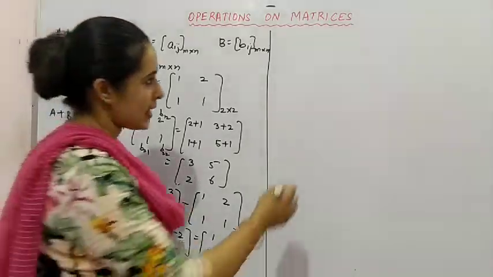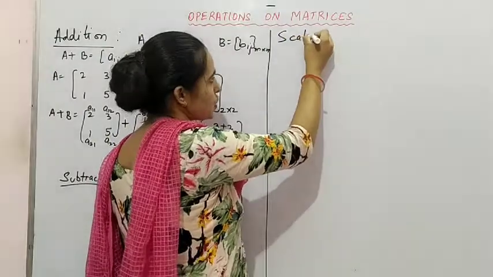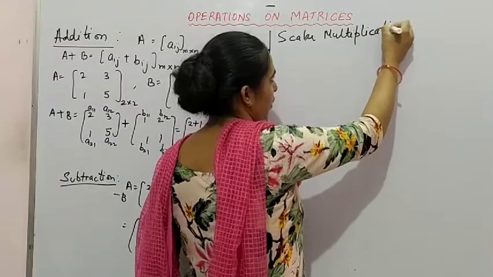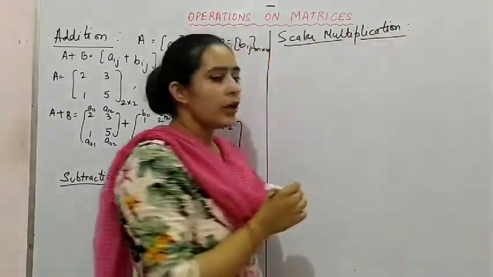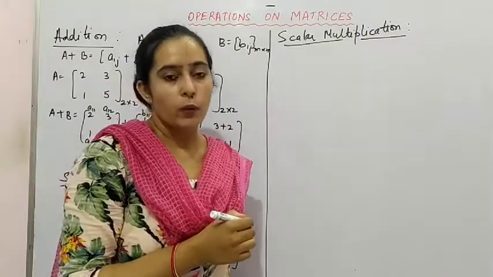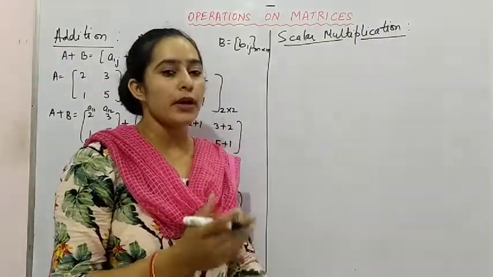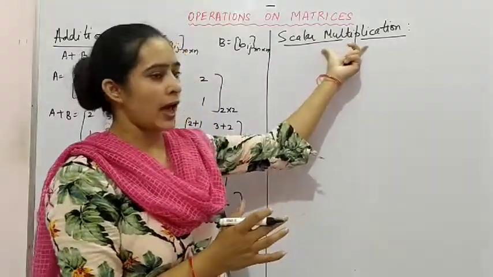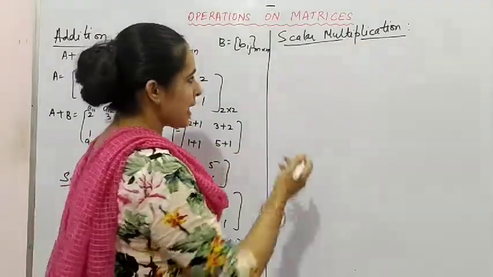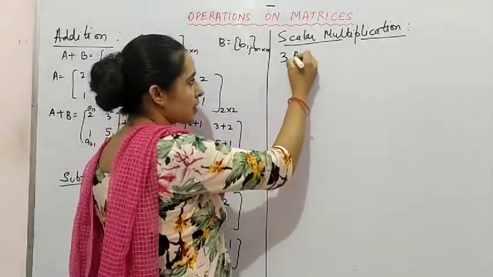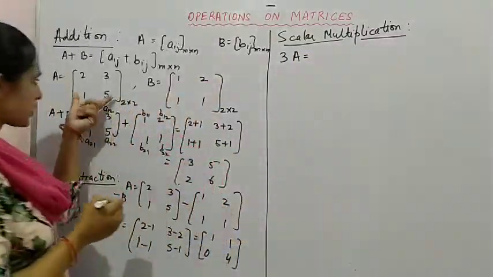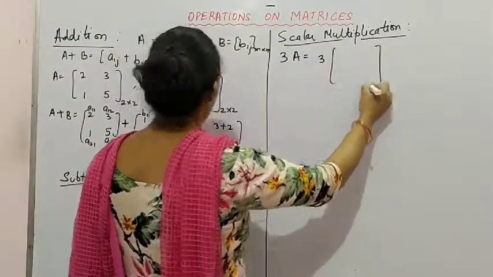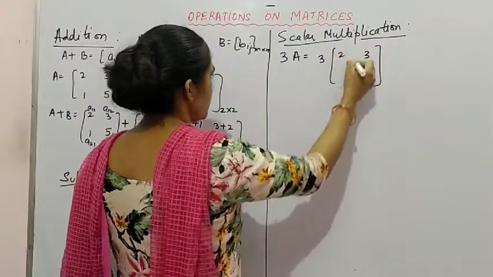Now next operation is scalar multiplication. What is scalar multiplication? If you multiply a matrix with a scalar, or we can simply say if you multiply a matrix with a number, then that is known as scalar multiplication. For example, I want to multiply the matrix A with 3. Here is the matrix A. We are taking the same matrix again. Now this is 3 times the matrix 2, 3, 1, 5.